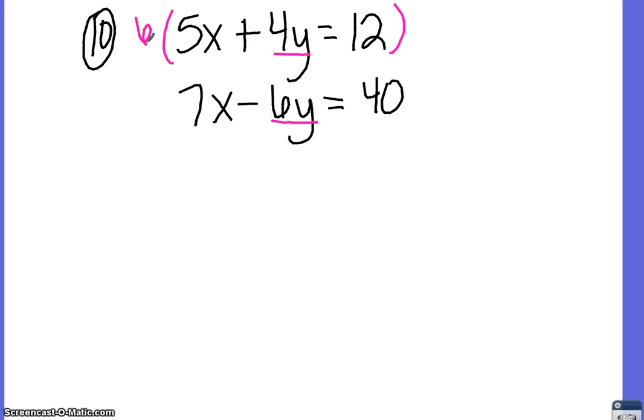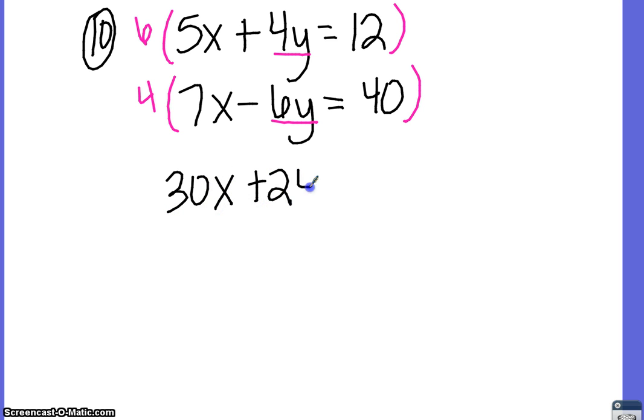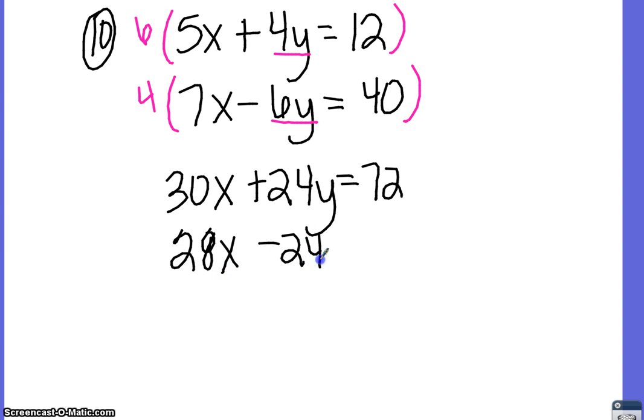And let's look at the second equation. What number do I need to multiply by in order to make this a -24? That's right, you should have said +4. We want one of the equations to be negative and one to be positive so that when we actually add them together, they get eliminated. So now I'm just going to multiply everything by 6 on the first equation and 4 on the second equation. So when I rewrite it, I have 30x plus 24y is equal to 72. And my second equation becomes 28x minus 24y equals 160. And now we're just going to add them together.